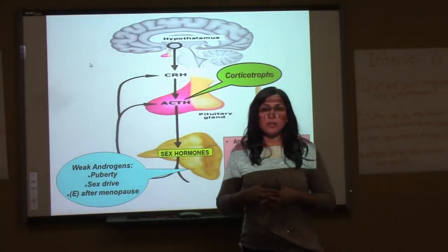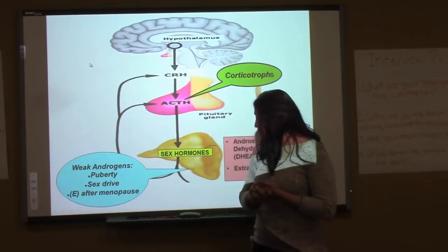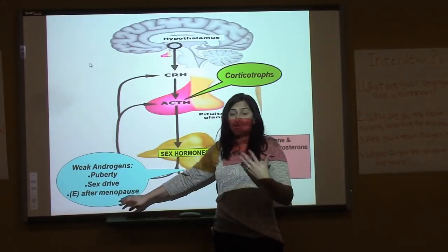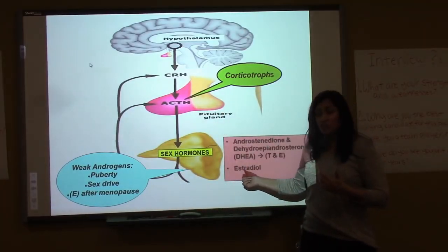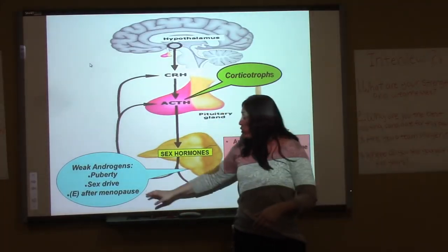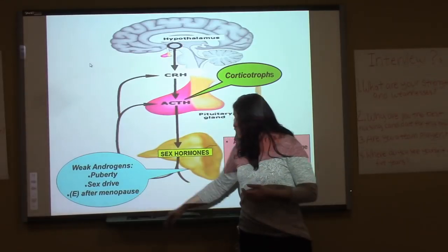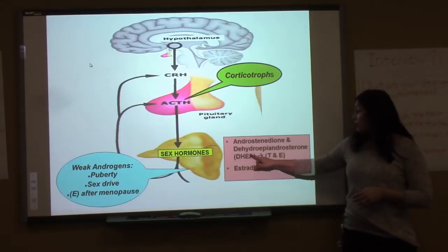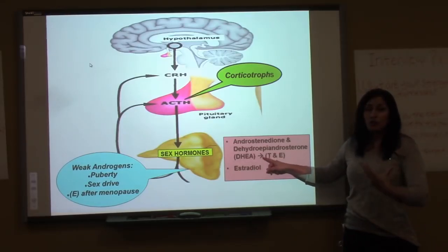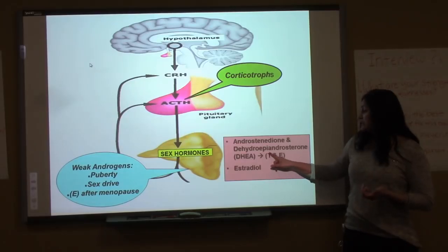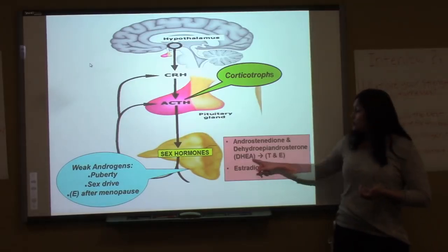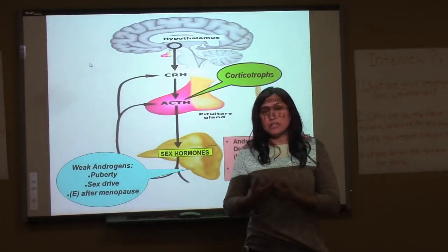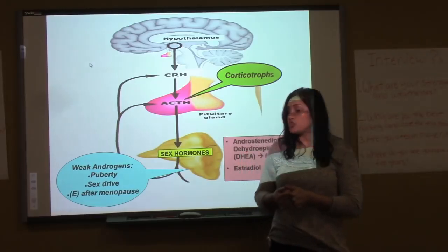And they're responsible for your secondary sex characteristics. For example, puberty, your sex drive. And of course, estradiol is a weaker form of estrogen. So after menopause, the only form of estrogen that females have is estradiol. Now, this DHEA, when it arrives at the ovaries or the testes, it gets converted to testosterone and estrogen. So when DHEA arrives at the gonads, it's converted into the potent sex hormones, which are estrogen and testosterone.